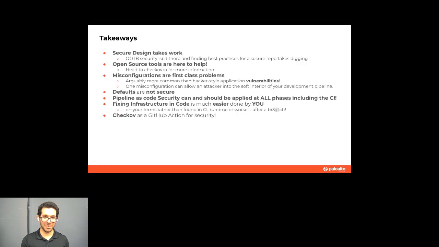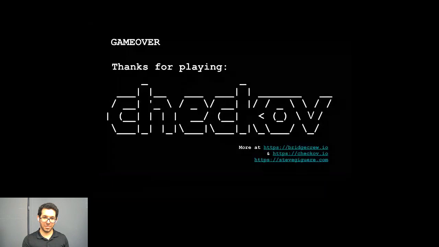We only have 5 minutes left. So the takeaway is secure design takes work, unfortunately. Open source tools are there to help. Misconfigurations are first-class problems. Defaults, as usual, are not secure. And pipeline as code security can and should be applied at all phases throughout the CI. All of this can be done very, very easily and with the help of additional automation. That is the end, and I'm sorry that big finish didn't work. That's so frustrating.